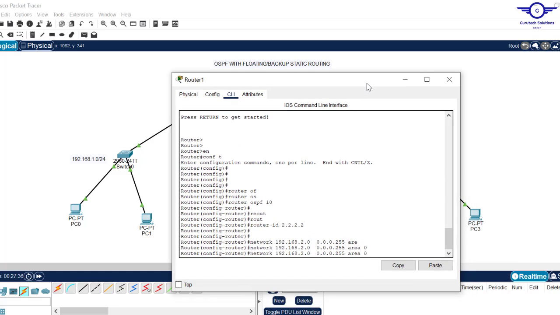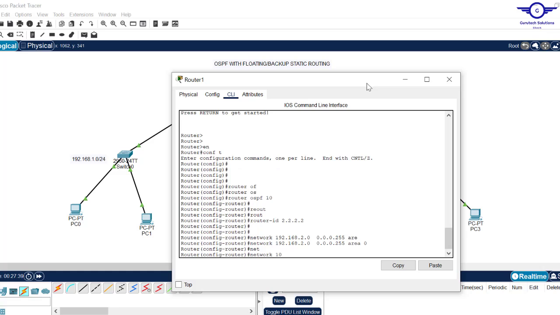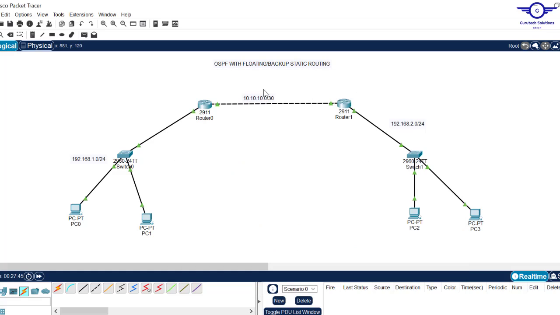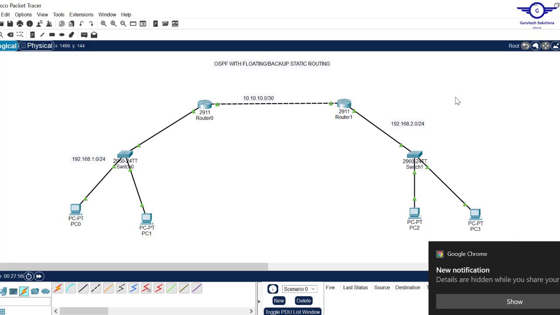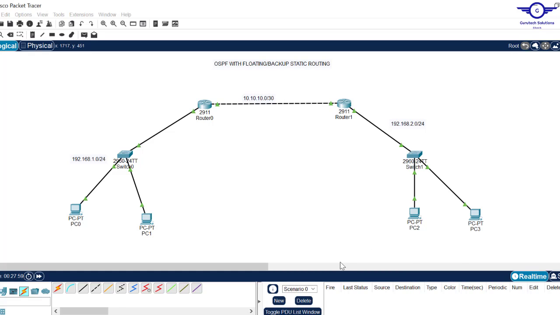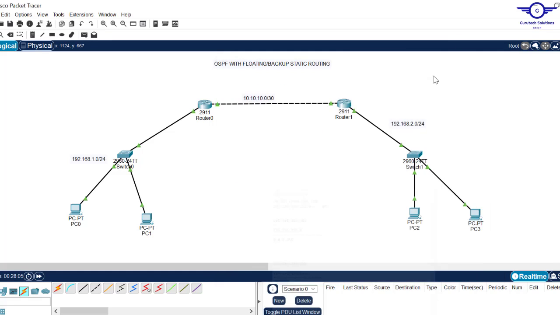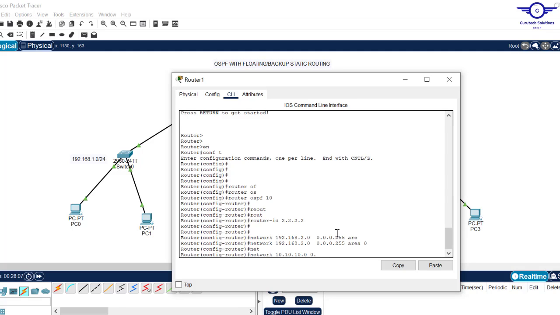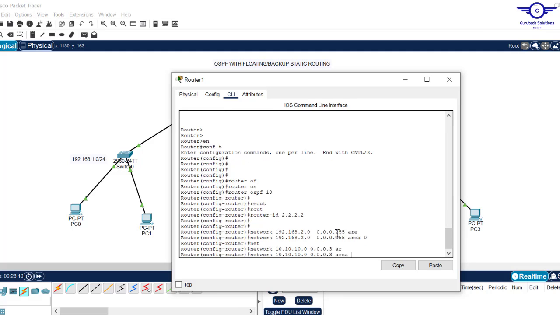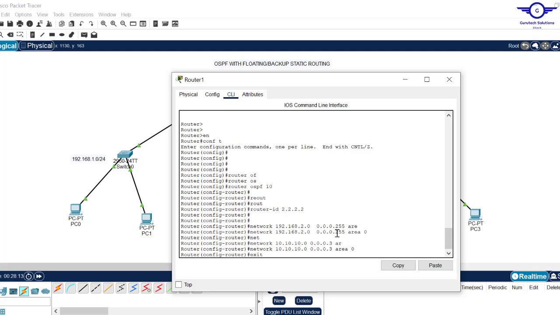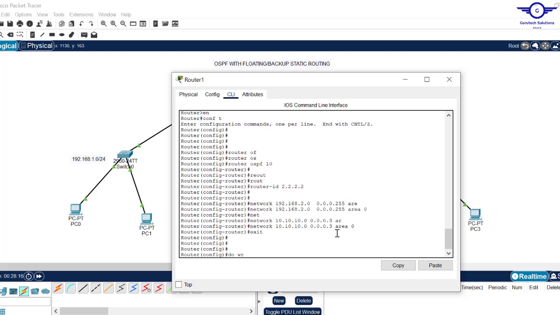Another network is 10.10.10.0, and this is a slash notation of 30. Slash notation of 30 is equivalent to 255.255.255.252. So if you minus that one from the full 32-bit subnet mask, you'll get this value here: 0.0.0.3. That's the wildcard mask. So 0.0.0.3 area 0. Don't forget area 0. Exit. Do it right. Slow down.